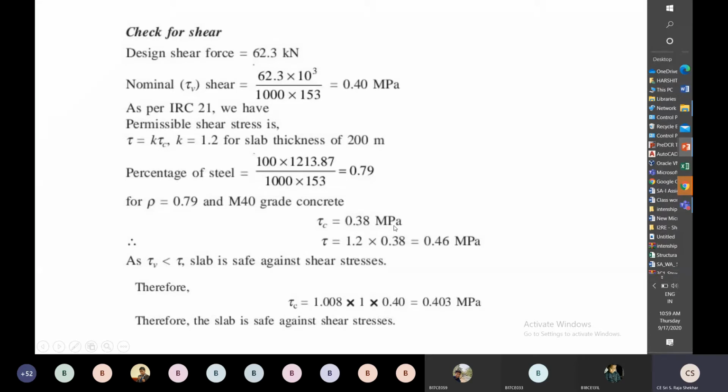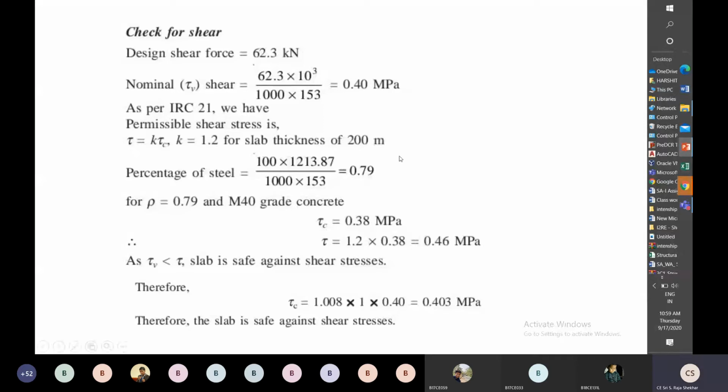So here we are getting tau v value as 0.40 and tau c equal to 0.38. A slight variation is there, but it is not a problem for us. Why? Because we will anyhow provide bent up bars, which will carry the additional shear force or additional shear stress developed. So that's why the shear check is not a problem for this one.